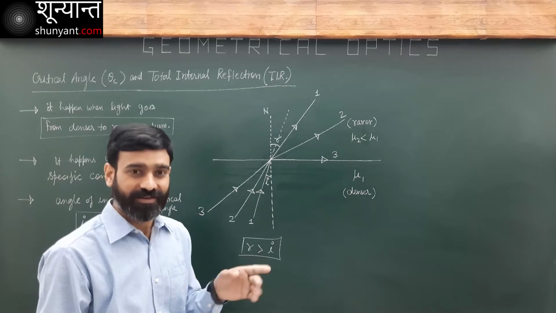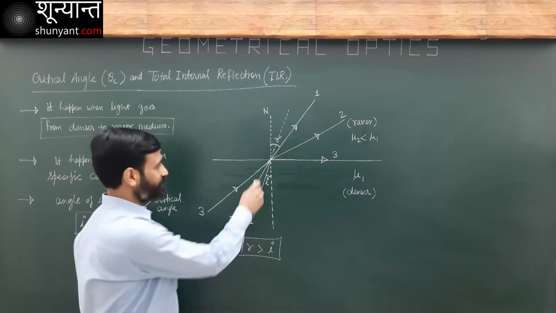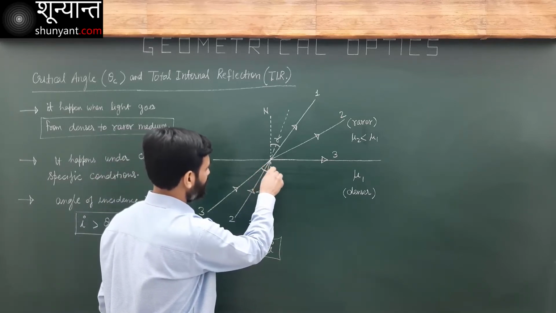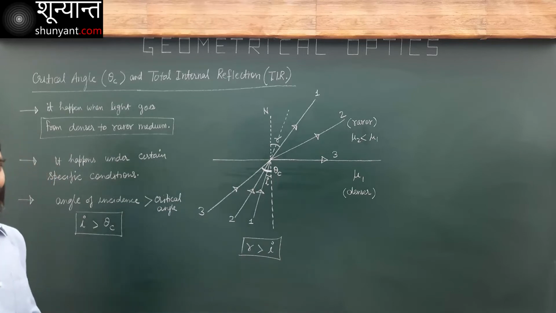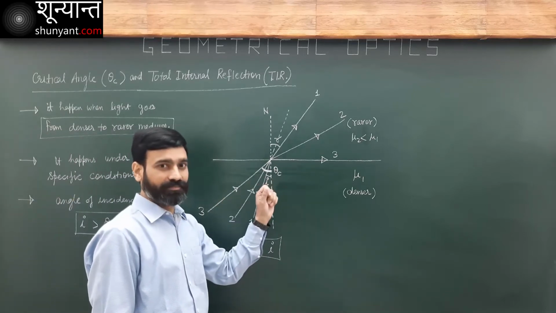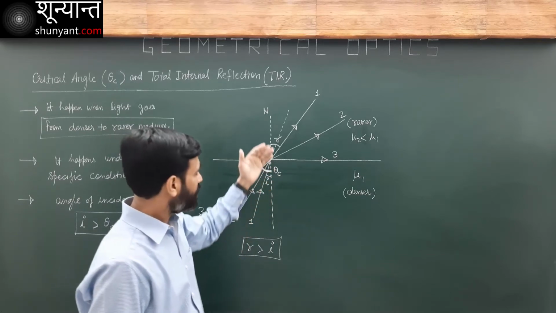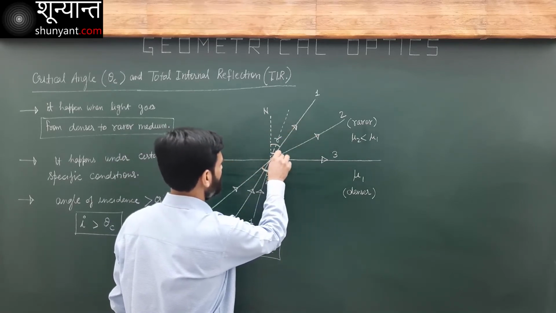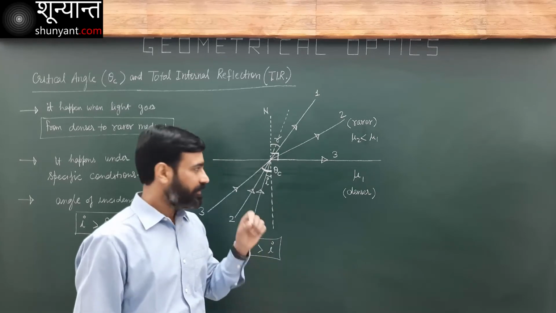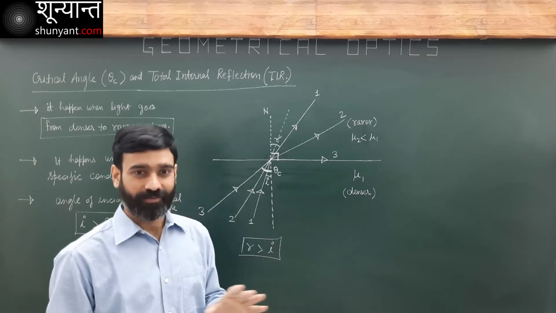That angle is known as critical angle. So this angle here, this angle will be known as critical angle, theta c. Critical angle: the angle in denser medium for which angle of refraction in a rarer medium becomes 90 degree. Then that angle is known as critical angle. Remember this, note it down, memorize it.